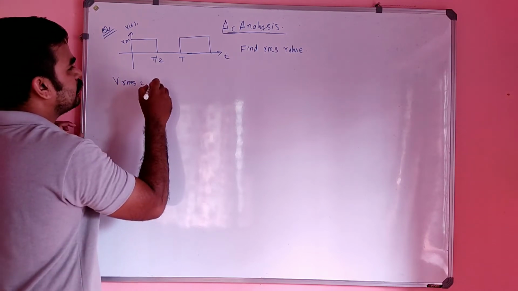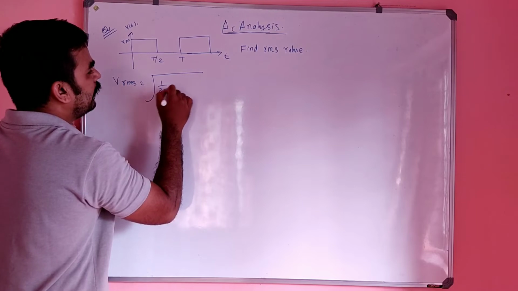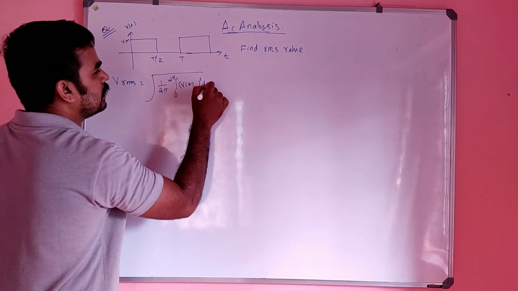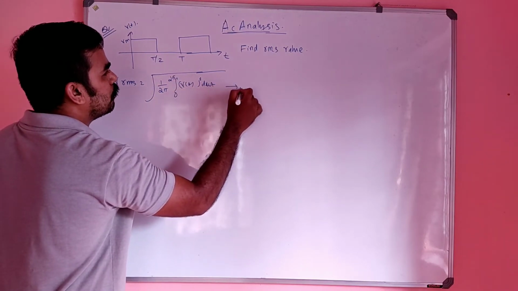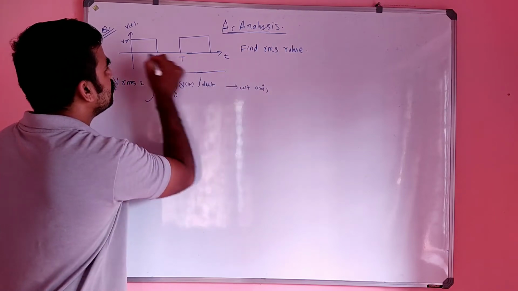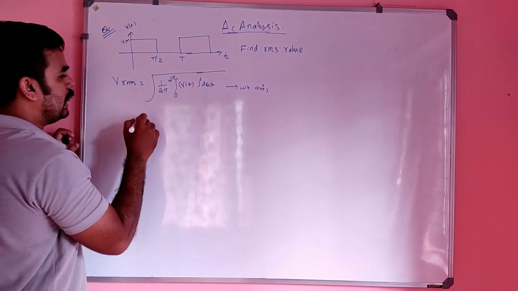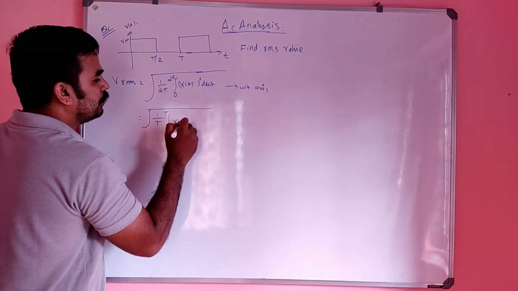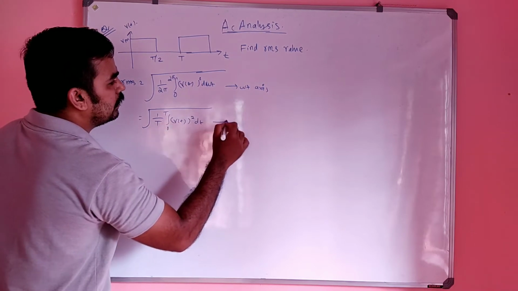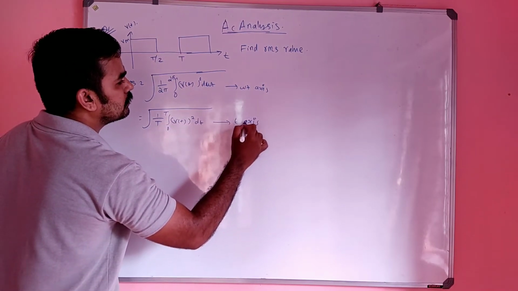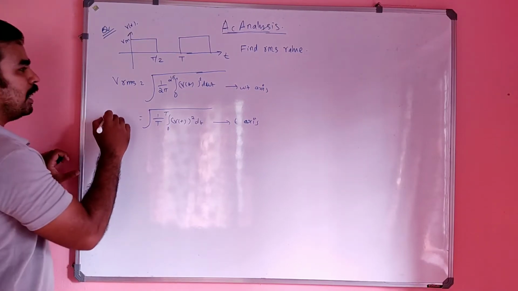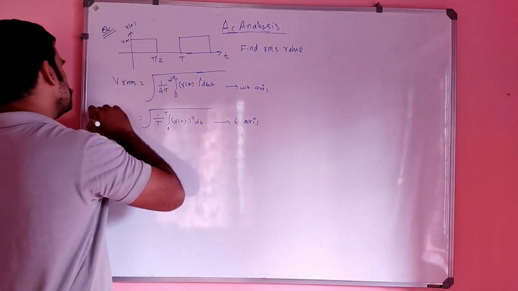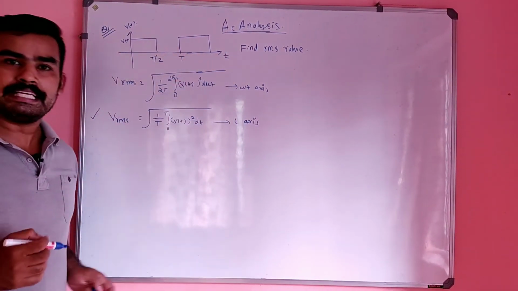Vrms equal to root of 1 by 2 pi integral 0 to 2 pi V of t square d omega t, for the omega t axis. That means the time axis will be in omega t. And it is equal to root of 1 by T integral 0 to T v of t square dt, in terms of the t axis. So these two equations you have to always remember in your mind. Now you have to use this equation, because it is in the t axis.